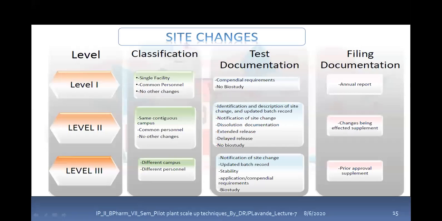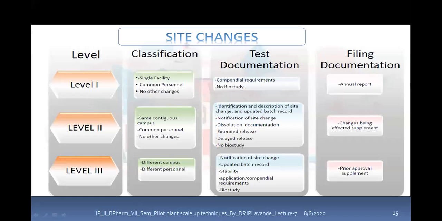So the test documentation will include identification and description of the site change, updated batch record, notification of site change, and resolution documentation. For extended release and delayed release, no biostudy is required. So the filing is a changes being effected supplement, the date on which the changes are carried out.